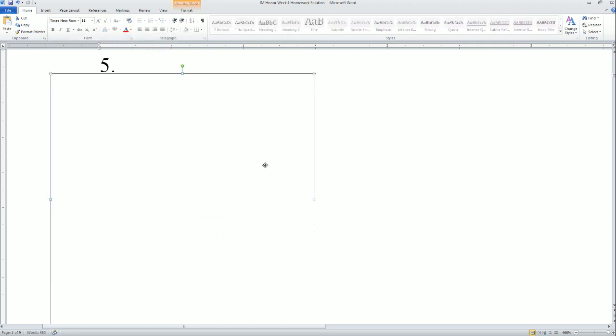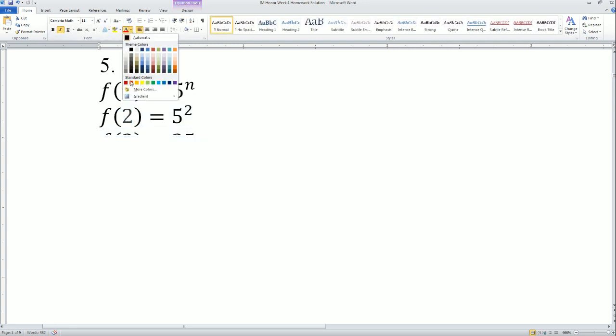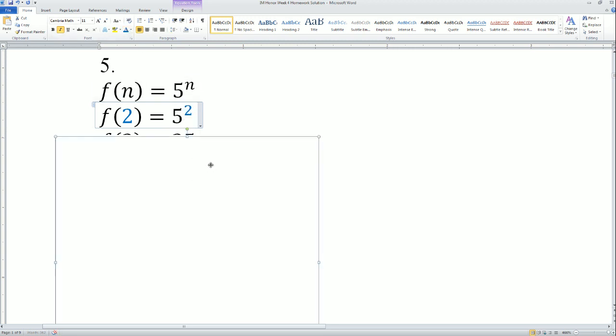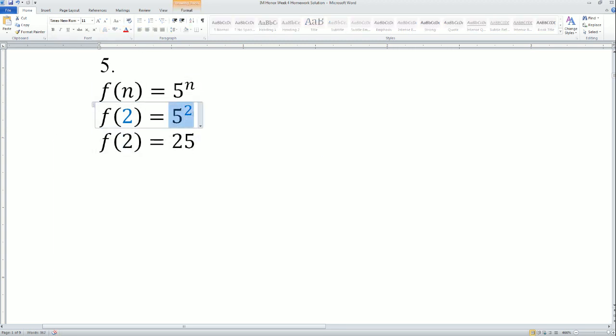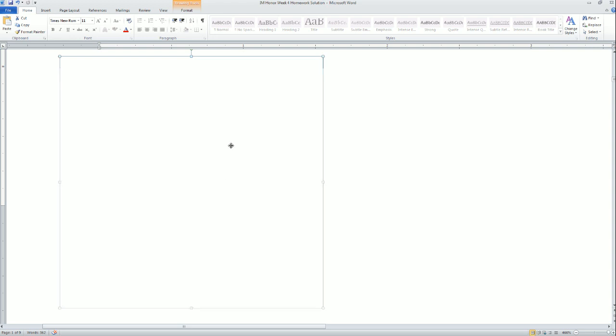Good. Let's look at example 5. Function of n is equal to 5 to the power of n. You're substituting 2 here into the value of n. So function of 2 is equal to 25 because 5 squared becomes 25. Number 6. Function of 3, you're plugging in 3 in here for the exponent. That is what is occurring there. In that process, the function of 3 equals 125. 5 cubed: 5 times 5 is 25, times 5 is 125.